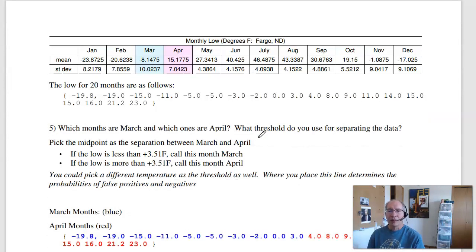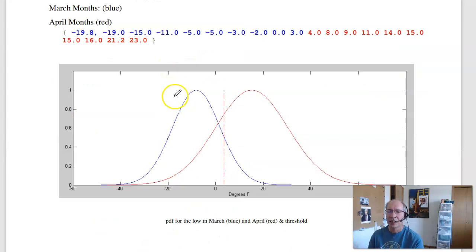Problem 5. Suppose I have a bunch of data, and I don't know which one's which. Which one is March? Which one is April? Well, kind of the idea is March and April have a mean and standard deviation. If you plot them, this is the PDF for March. Here's the PDF for April.